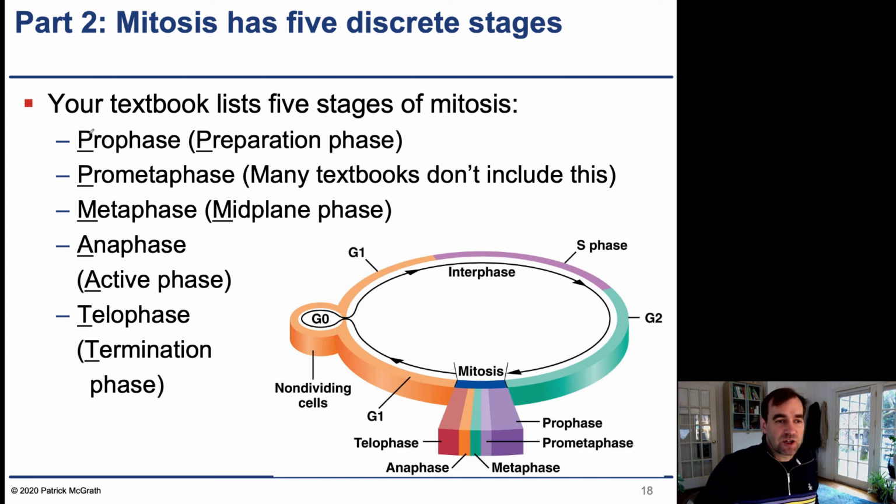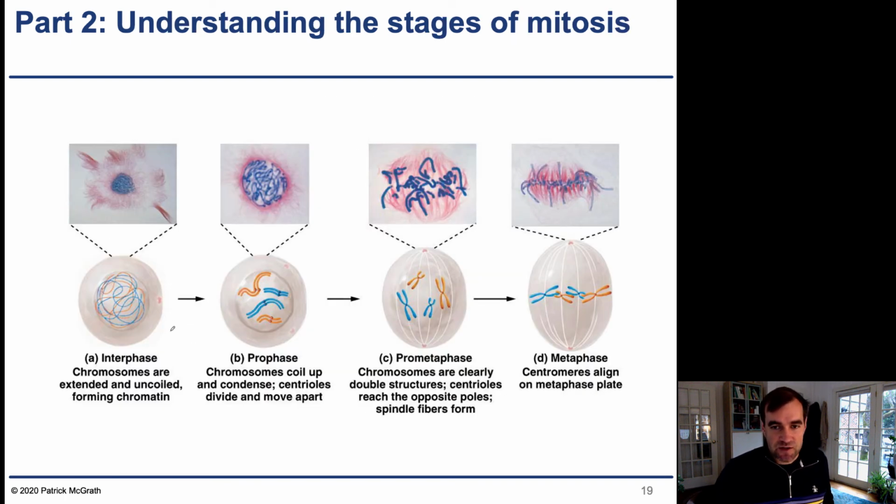So your textbook lists 5 stages of mitosis: prophase, prometaphase, metaphase, anaphase, and telophase. Typically, most textbooks do not include the prometaphase. Typically, it's just prophase, metaphase, anaphase, and telophase. So for the exams, I only expect you to know these 4 phases. So prophase is preparation phase. Prometaphase, we won't talk about. Metaphase is the midplane phase. Anaphase is the active phase, and telophase is the termination phase.